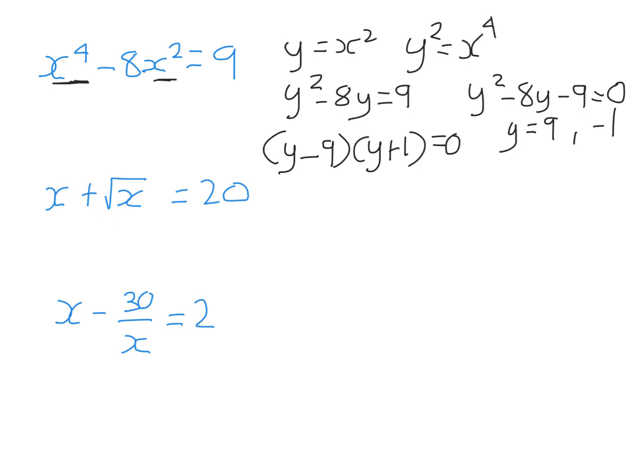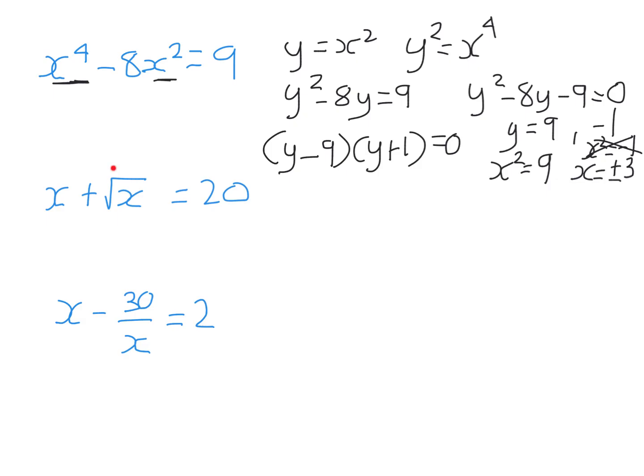But our question requires us to find the value of x. So we'll substitute back. We said y was x squared, so we've got x squared equals 9 or x squared equals minus 1. Now x squared equals minus 1 has no solution. You can't square and get a negative. Now if x squared equals 9, we simply have x equals positive or negative 3, and we're done.